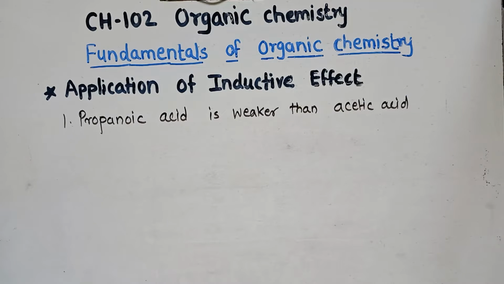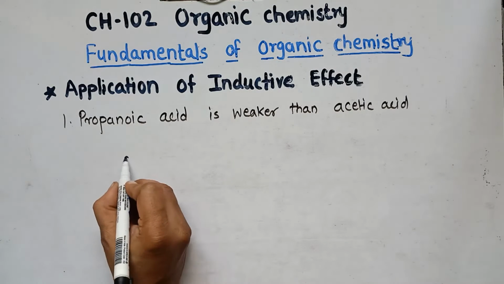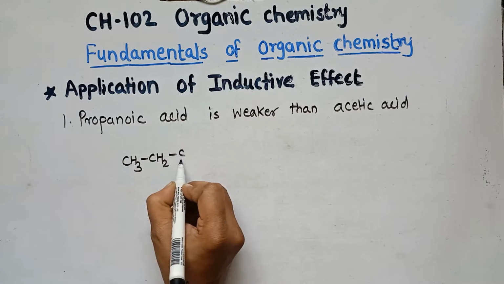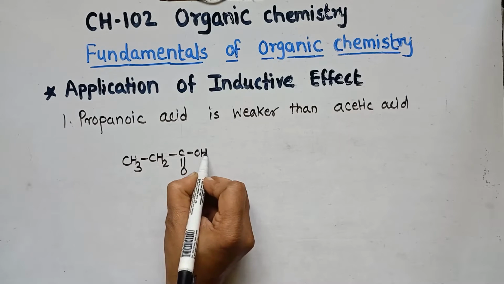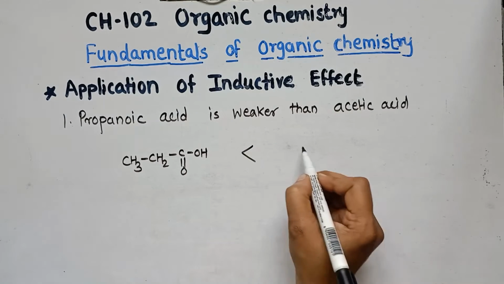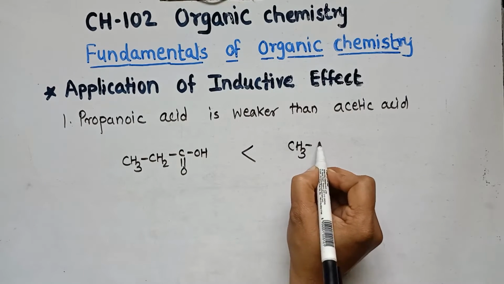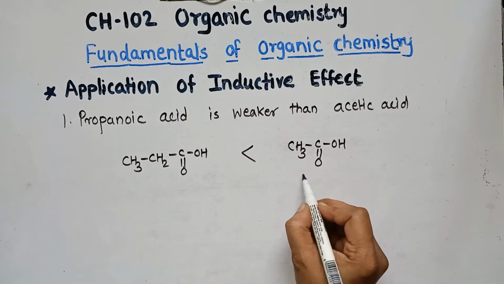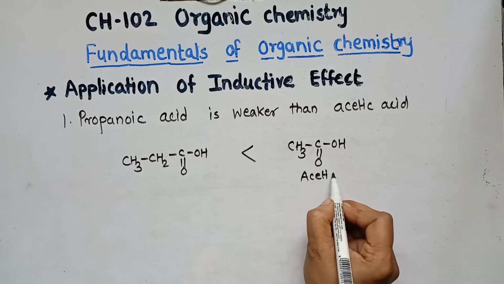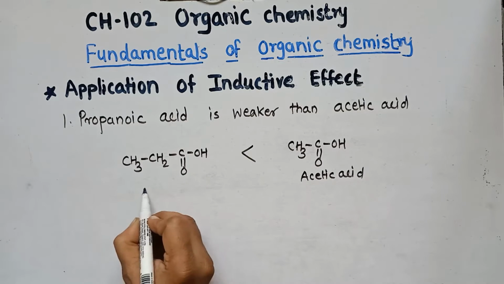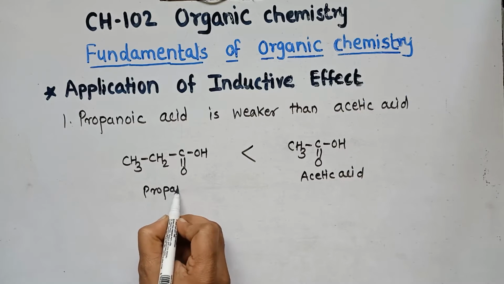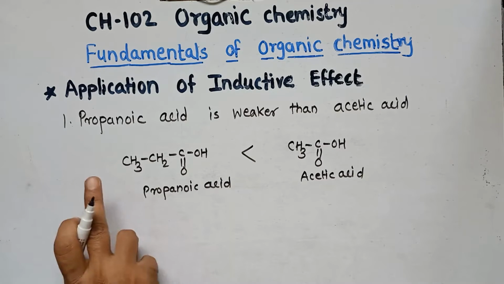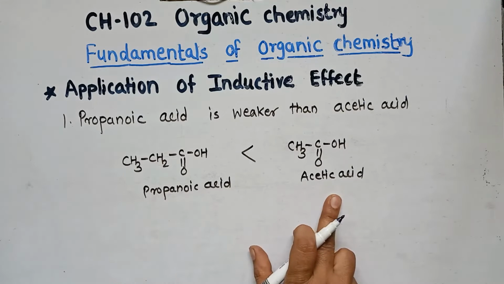So first we must know the structure of this compound. Propanoic acid means it contains 3 carbon atoms and COOH as a functional group, and acetic acid is very familiar. So this is the structure of acetic acid, and this one is the propanoic acid. So what is our question? Propanoic acid is weaker than acetic acid.